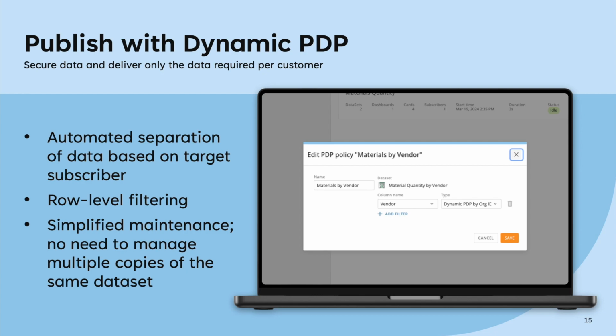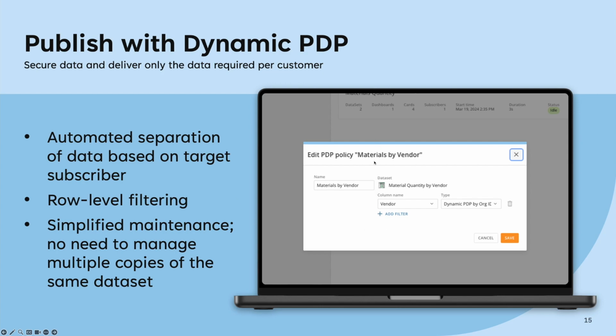And I mentioned that there's an easy way to separate out the data and secure the data as it gets deployed down to the subscriber environments. This is called dynamic PDP. And inside the Publish job, if you choose the job, you can go into all of the different preferences, and then there's the policies for that Publish task. And then here you can change and create a policy based on dynamic PDP.